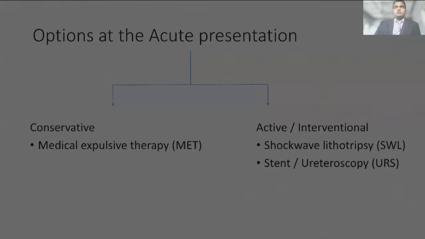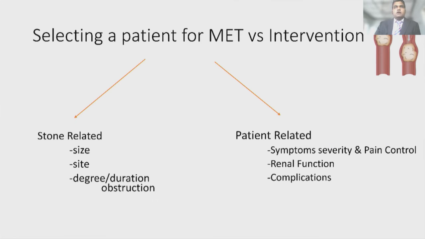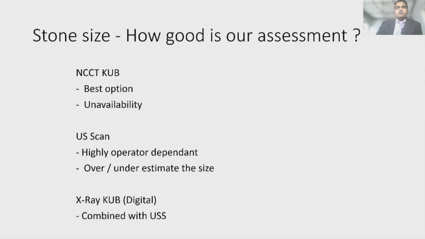So how do we select between medical therapy and interventional therapy? It depends on various factors, which can be categorized as stone-related and patient-related. The stone-related factors include size, site of the stone, and degree of obstruction. The patient-related factors include symptom severity and pain control, as well as renal function and complications. We'll take them one by one and go through the best recommendations.